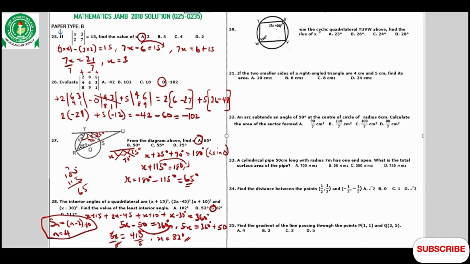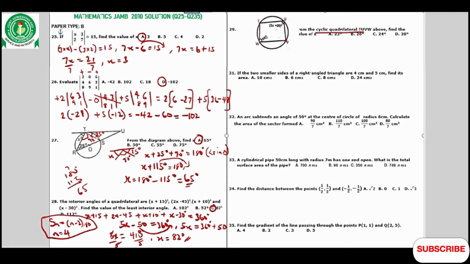Now the next question here is from the cyclic quadrilateral. Now a cyclic quadrilateral is one of the circle geometry in which the vertices of the quadrilateral touch the circumference of the circle. These are the vertices of the quadrilateral touching the circumference of the circle. So find the value of x. We are told to find the value of x here.